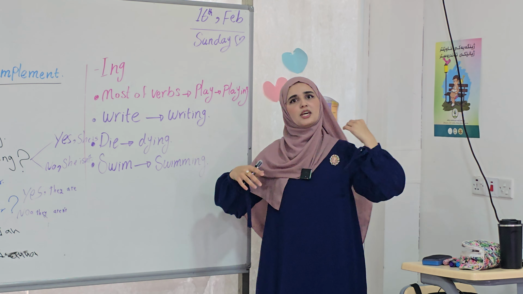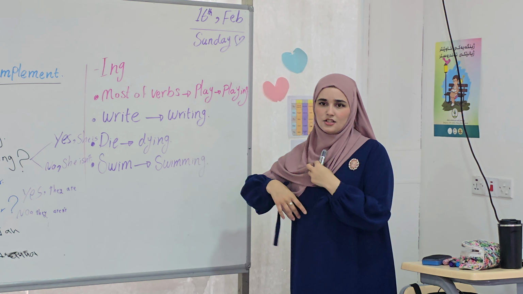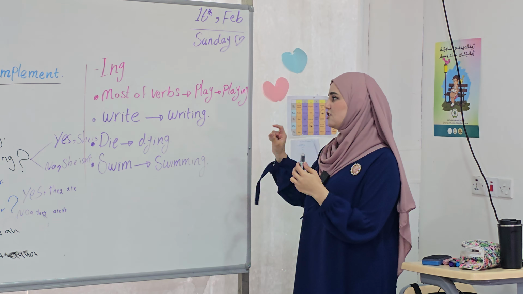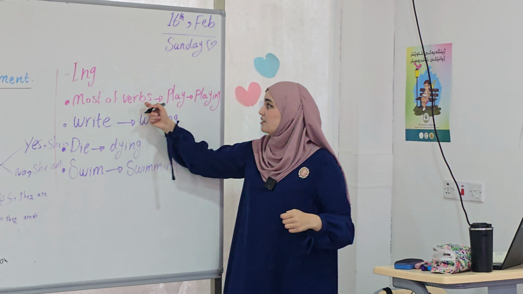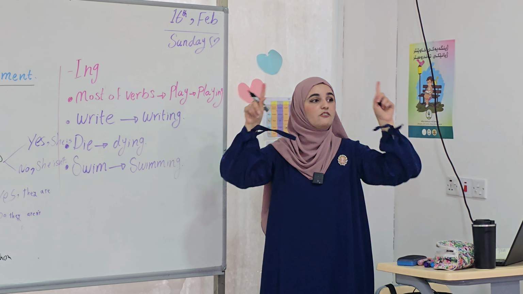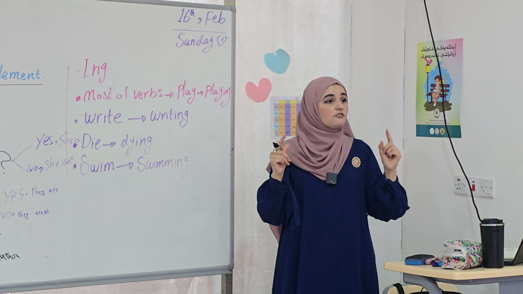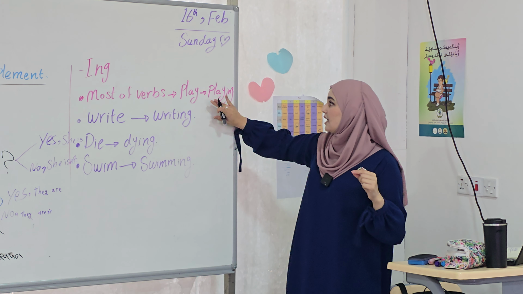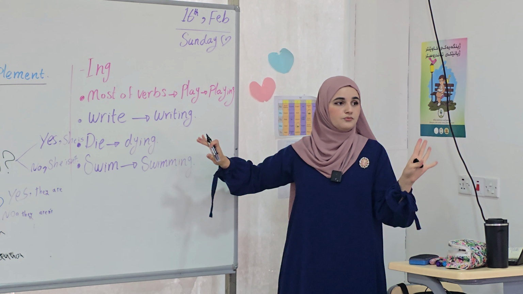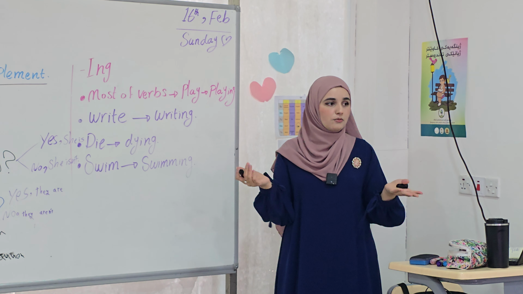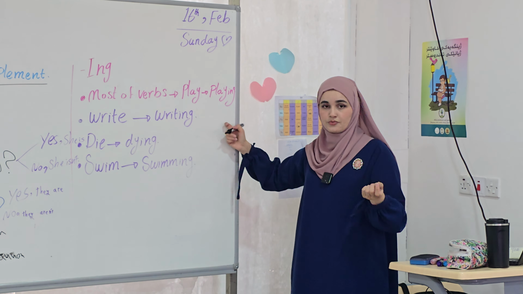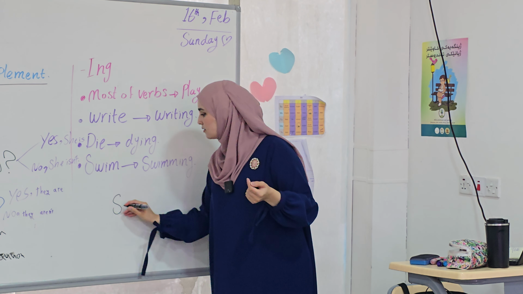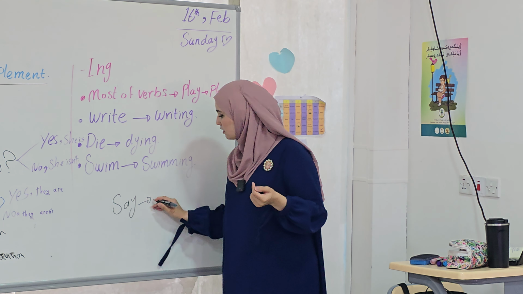Then, it's actually easy, but we just have to know how to add ing to each verb, okay? You can't just randomly add the ing because each verb somehow has its own rules. For most of the verbs, you simply add ing and that's it. You don't change anything. Let's say play becomes playing. Say becomes saying.